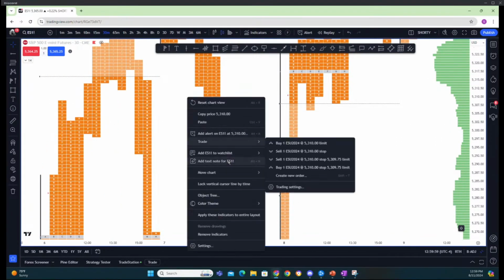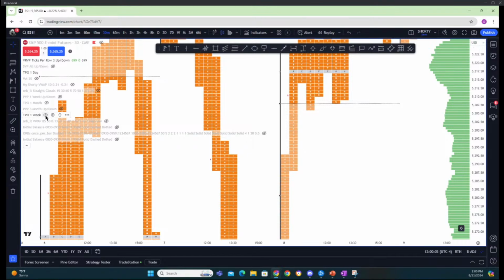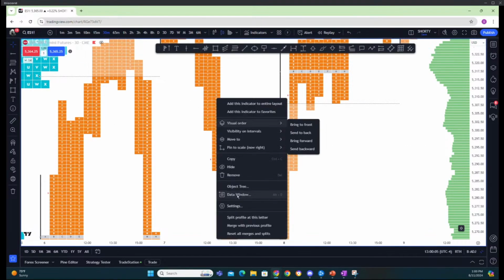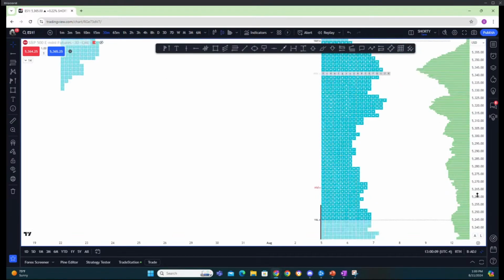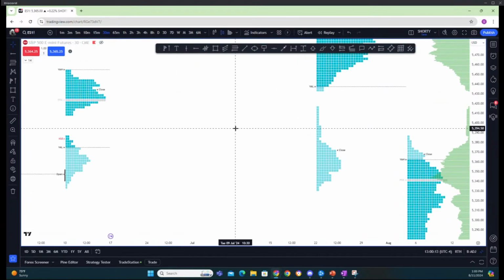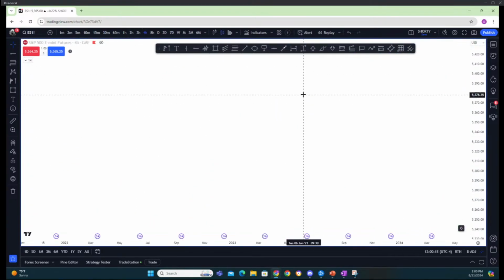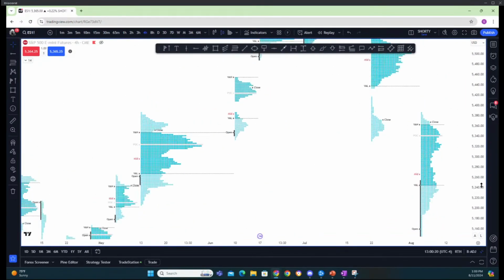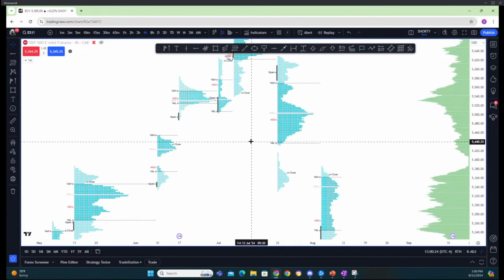We can find that on probably higher time frames here. So let me go look here on the weeklies. We're going to hide this. When we talk of single prints, that means it's not on the bottom or top of the profile, okay? Just keep that in mind. So let me go here. I'm just looking for some single prints here.